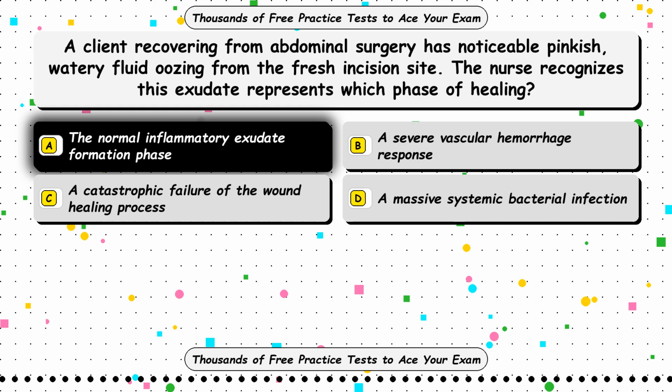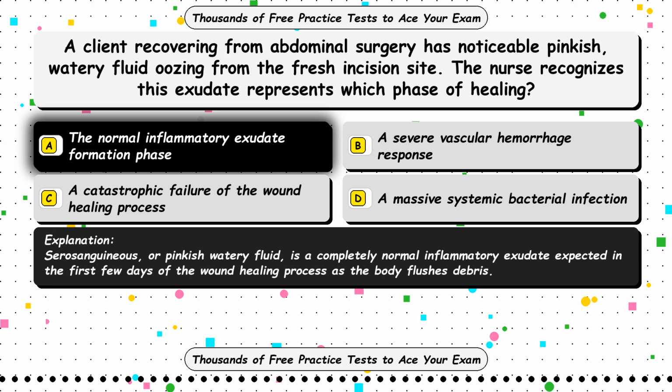The correct answer is option A. The normal inflammatory exudate formation phase. Serosanguineous, or pinkish watery fluid, is a completely normal inflammatory exudate expected in the first few days of the wound healing process as the body flushes debris.